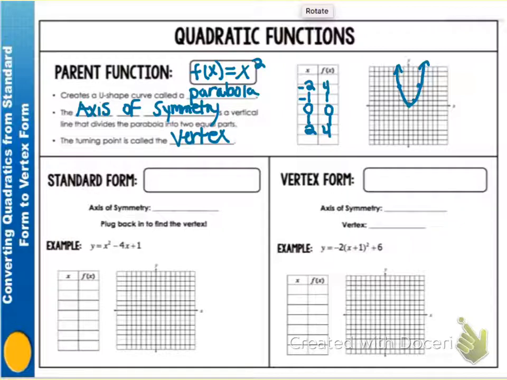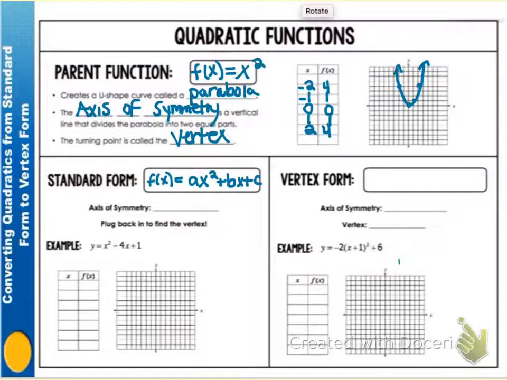And so we looked at two different forms. First was standard form, and that was f of x equals ax squared plus bx plus c. And technically this parent function is in standard form. It's just that the b is 0 and so is the c. It's like the a is 1, the b is 0, and the c is 0, so it simplifies to just x squared.